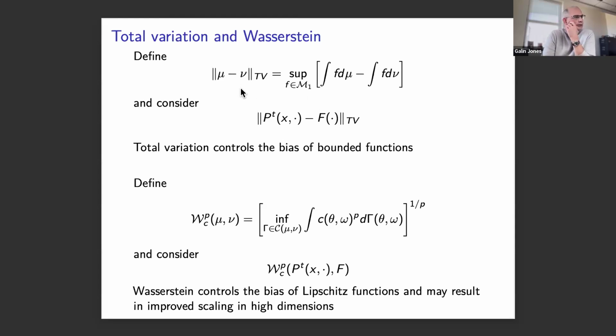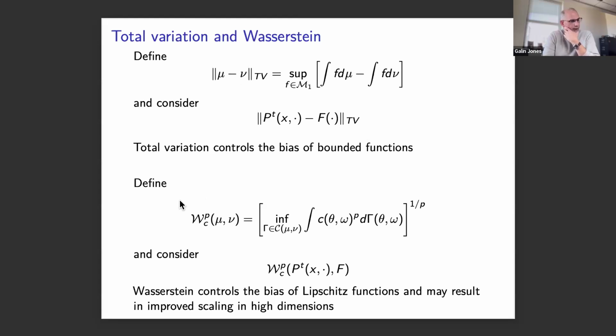So in this case, the total variation norm is just the standard definition of total variation norm. And notice that it really controls the bias of bounded functions. That's what it really focuses on.